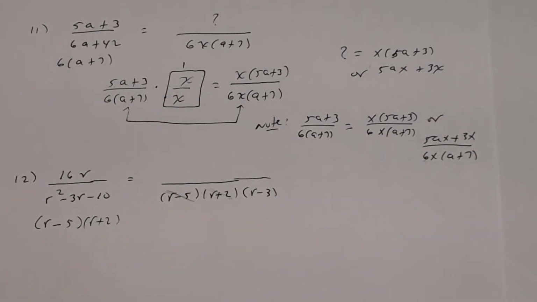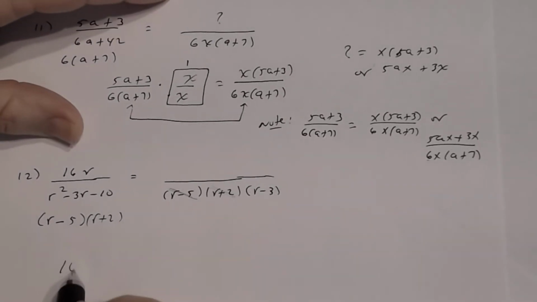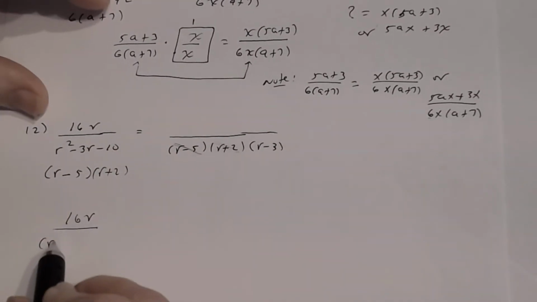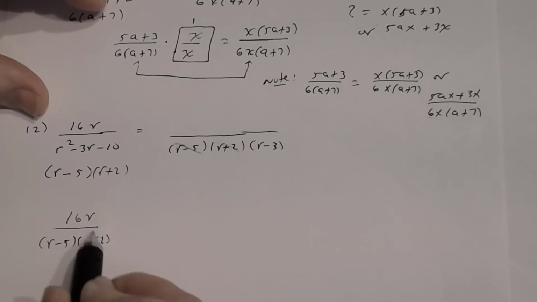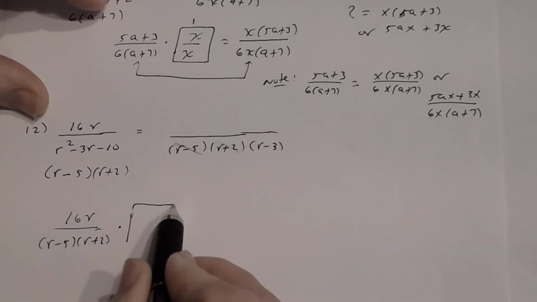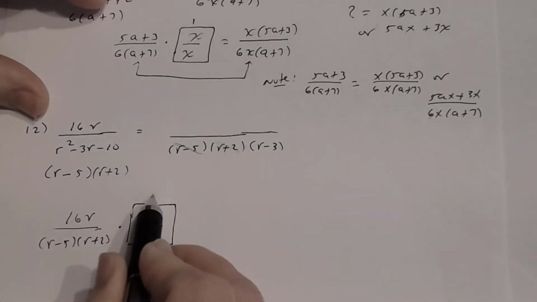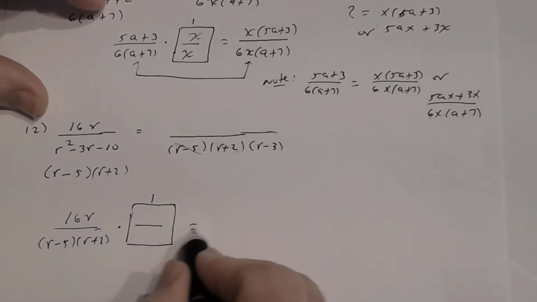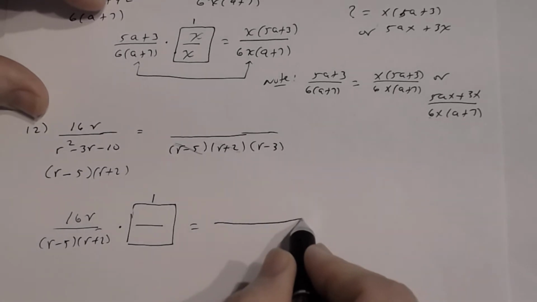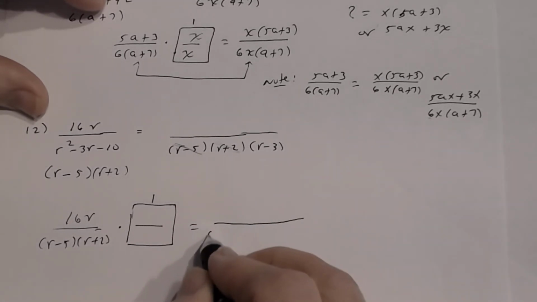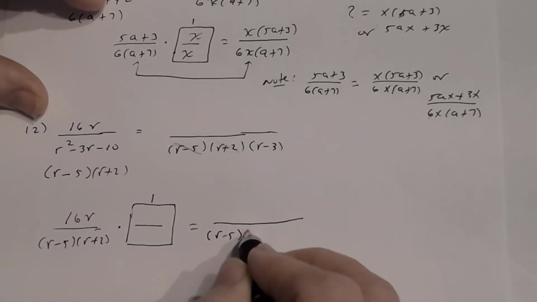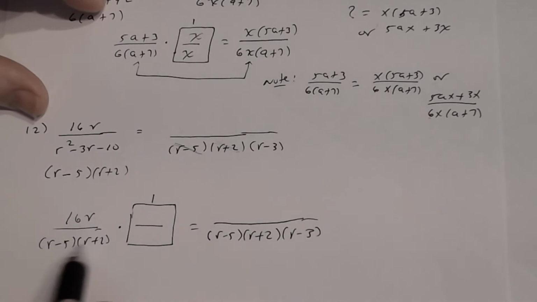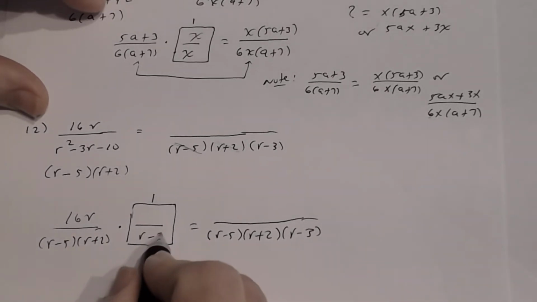All right, so what you're saying then is this. You're saying 16r divided by, and leave this in factored form, r minus 5 times r plus 2, times some rational expression where the numerator and the denominator are the same, so you can get this to be times 1, will give you an equivalent rational expression that has these three denominators, these three factors, r minus 5, r plus 2, times r minus 3. So I've got to multiply this by r minus 3 to get this.